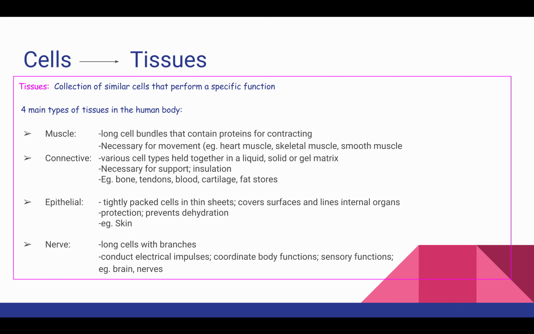We also have connective tissue. This would be things like your bones and tendons, your blood, your cartilage, your fat stores. This is tissue that we use for insulation and for support in the body.